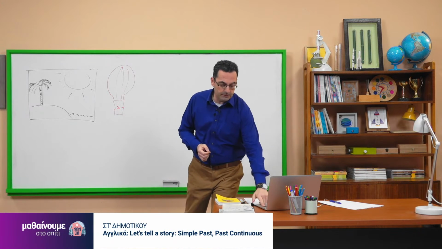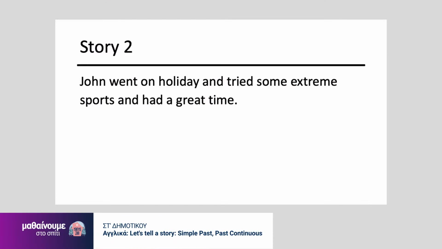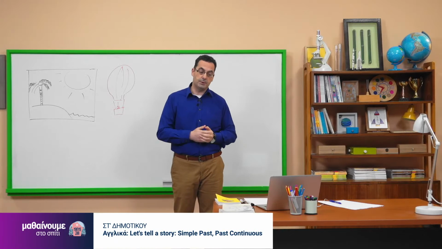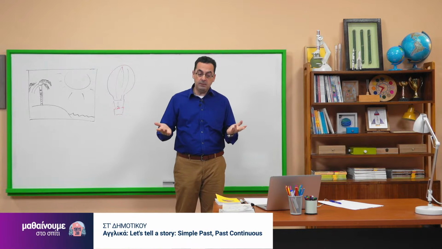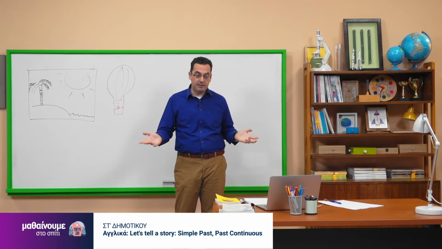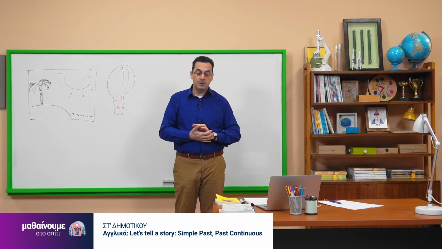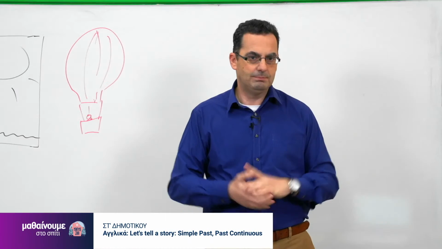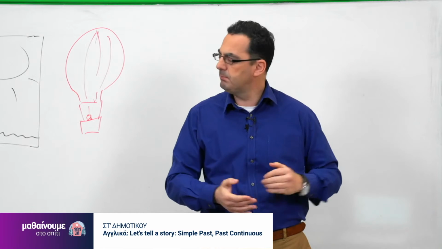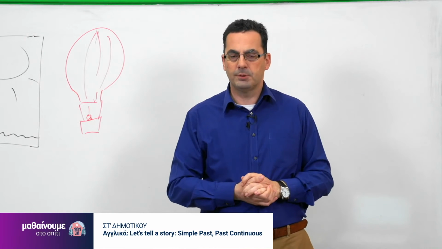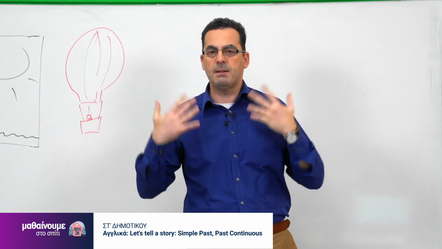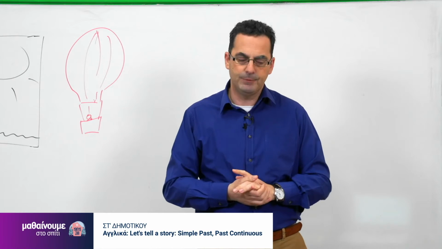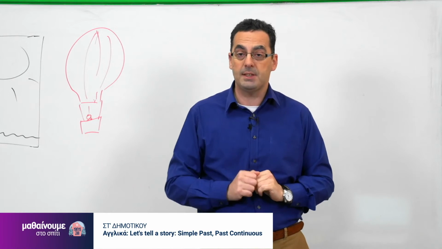Let's see the second story. John went on holiday and tried some extreme sports and had a great time. Who? John. When? Probably during holidays, but we don't know. Where? We're not sure. Have we got a clear picture? No, we don't. Can we close our eyes and imagine where John is? No. And there's another big problem.